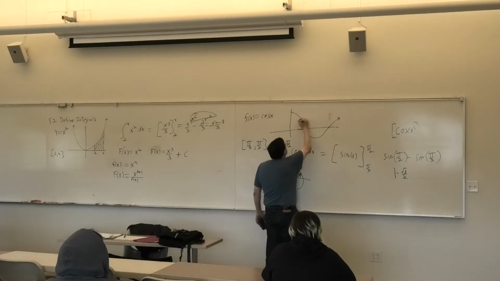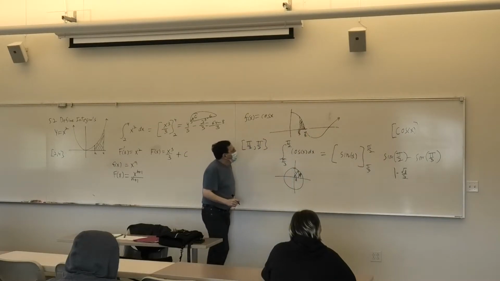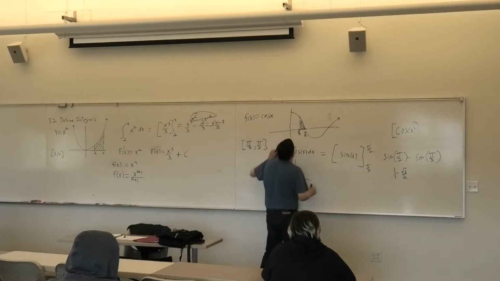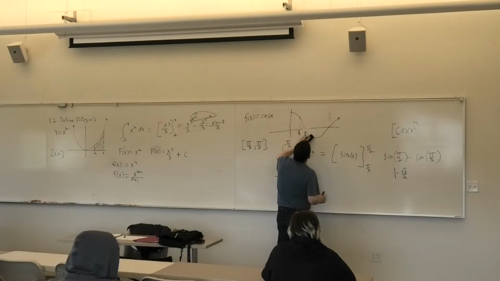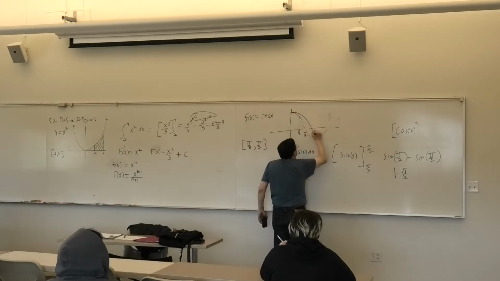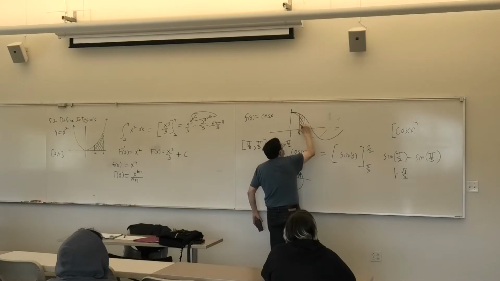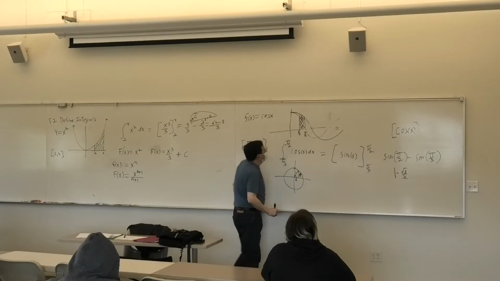Well, it's just the area under the curve between pi over 3 and pi over 2. Actually, no, that's not. That diagram is wrong. It'd be more like this. Still a bad diagram. Just to give you the idea.